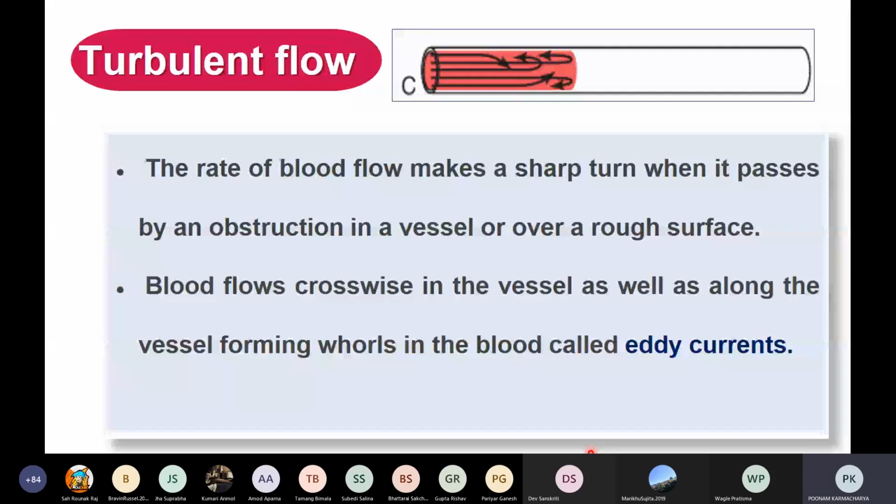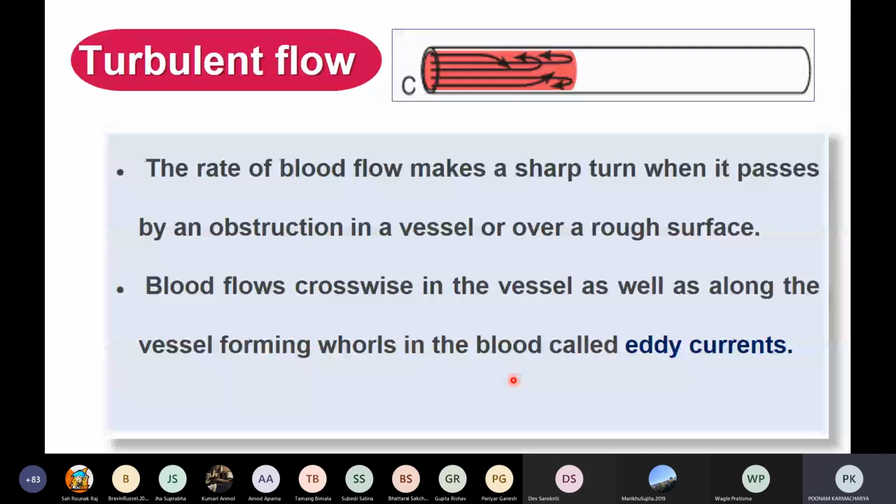Eddy current, you can hear it in a blood vessel with the help of a stethoscope. And when you hear the eddy current with the help of a stethoscope in the blood vessel, it is called a bruit, B-R-U-I-T, bruit. And if you hear this eddy current in the heart, right, it is called a murmur.